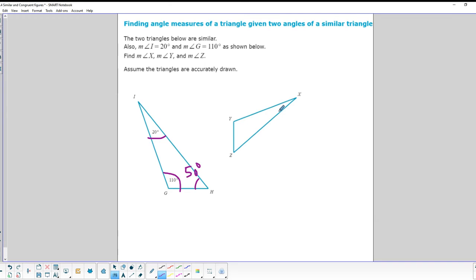Okay, now let's find the measure of angle X. So the measure of angle X is going to be 20. The measure of angle Y has got to be this obtuse one, so it's got to be 110 degrees, which would make the measure of angle Z the same as the measure of angle H. That means it's 50 degrees. Okay, very good.